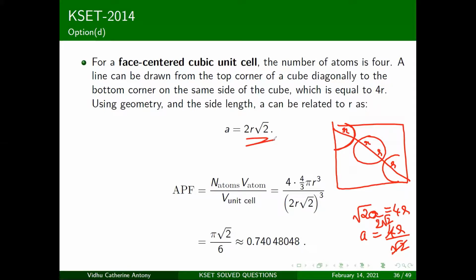So you do the same thing. You calculate the number of atoms in the cell. That's 4, we looked into that earlier. Then you have the volume of the atom, that's 4/3 pi r cubed. And then you have the volume of the unit cell, which is this whole cubed. Once you start calculating that, you get something like 0.74, which is what you get for your face-centered cubic unit cell.